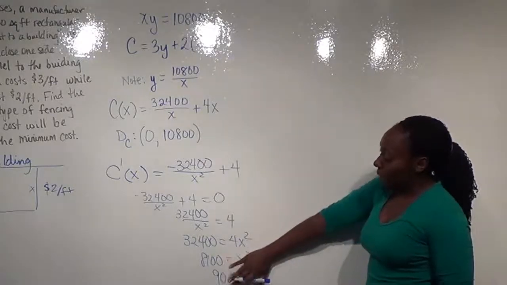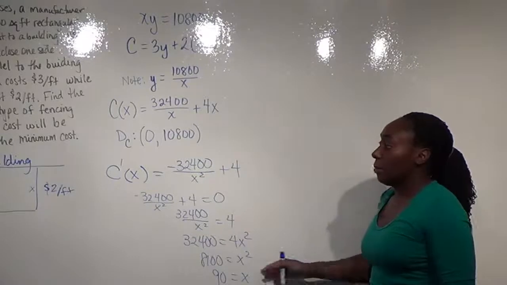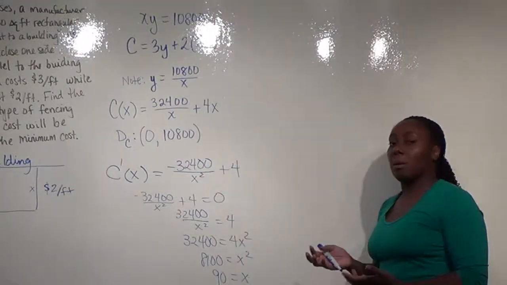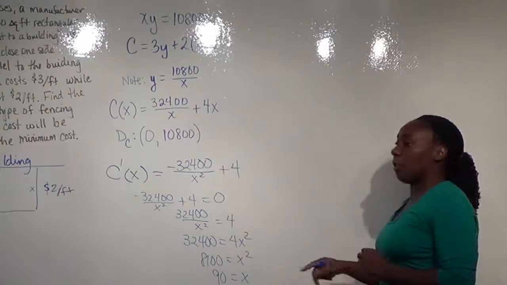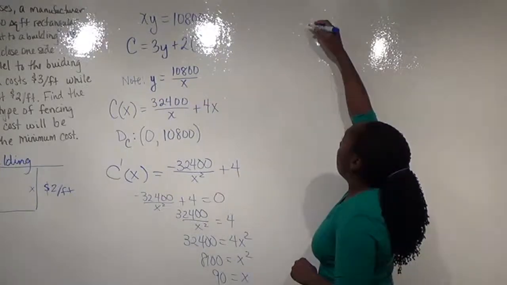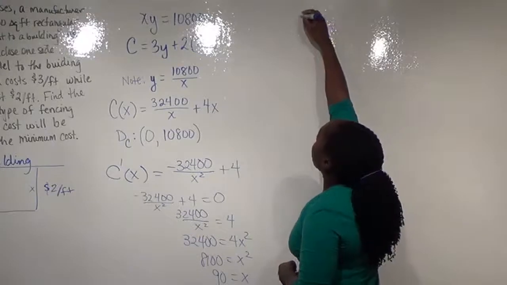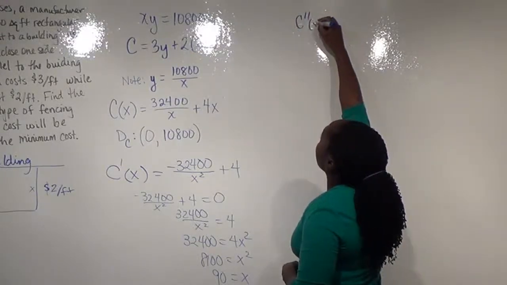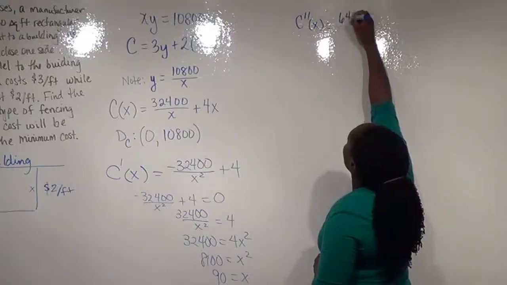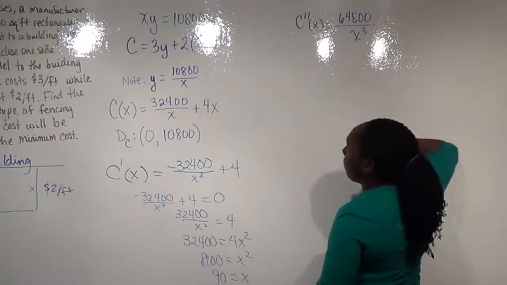Now with X equals 90, we can't necessarily say that's a max, or a min. We still have to check that, and in this case, we're looking for a min. So we need to use some sort of derivative test to determine whether that's a max or a min. In this case, our derivative is nice enough that we could do a second derivative. So C double prime is going to be 64,800 over X cubed.